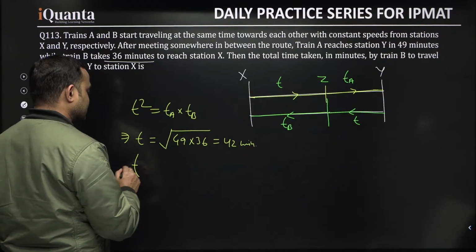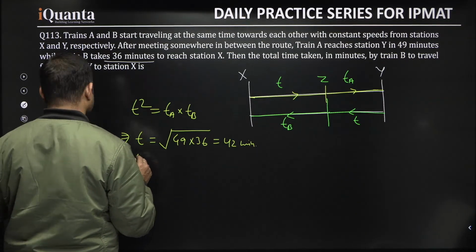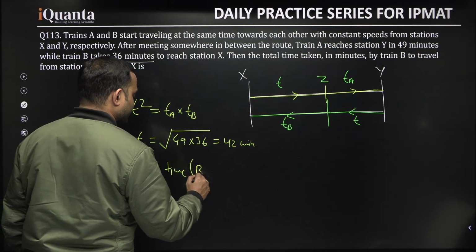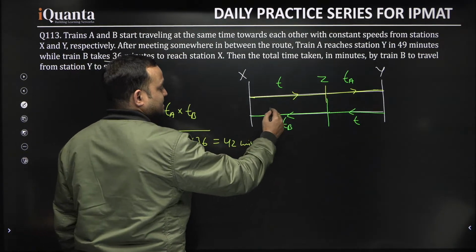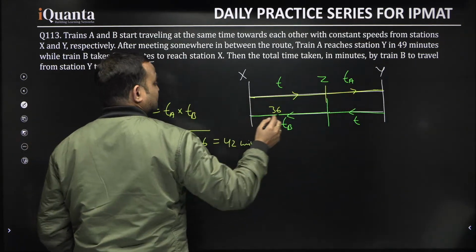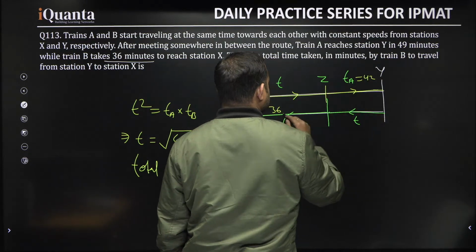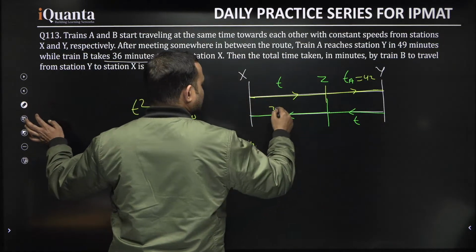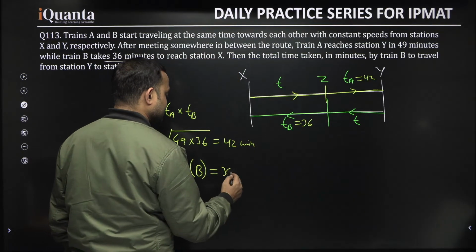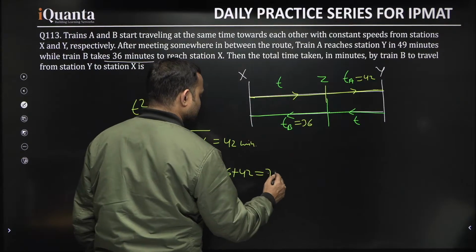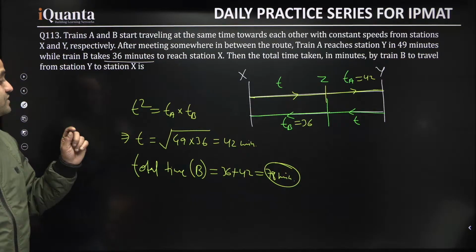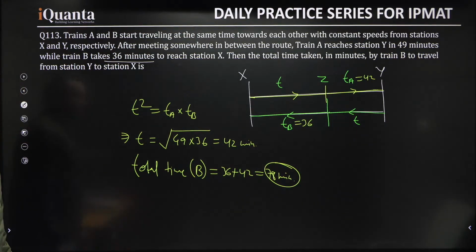So total time taken by B, right? Total time for train B will be equal to, this is given as 36 and this is 42, correct? This is given, this is 42 and this is 36. So total time taken by train B will be equal to 36 plus 42, which is equal to 78 minutes. So that's the answer of this question. 78 is the correct answer.